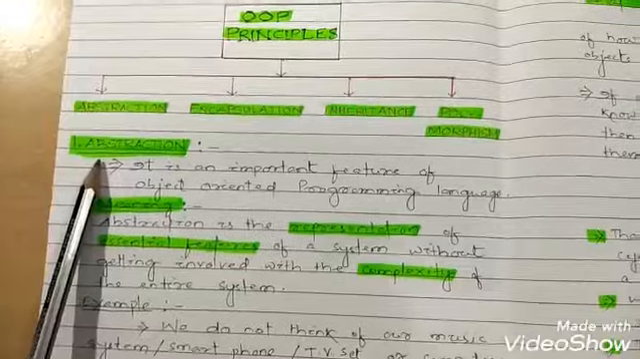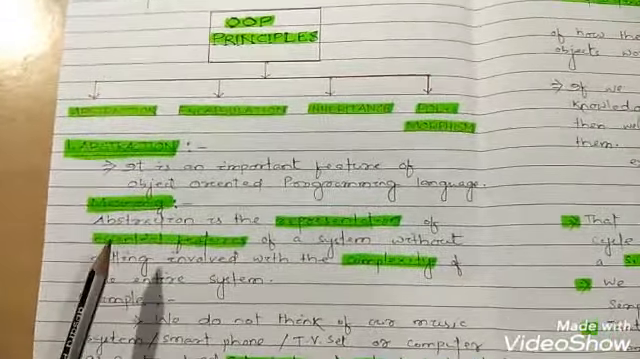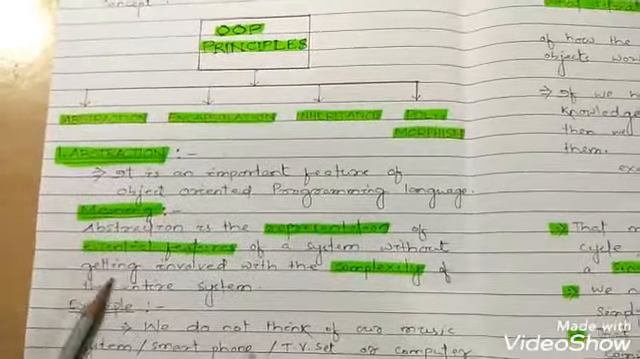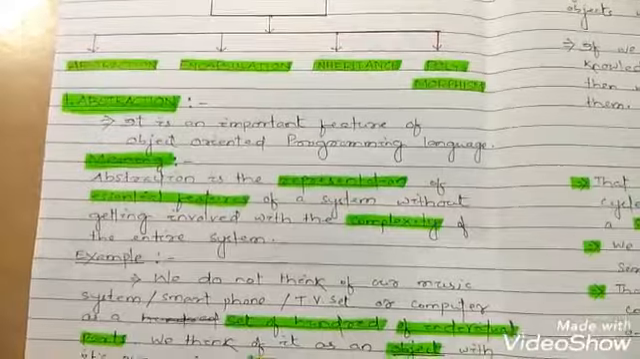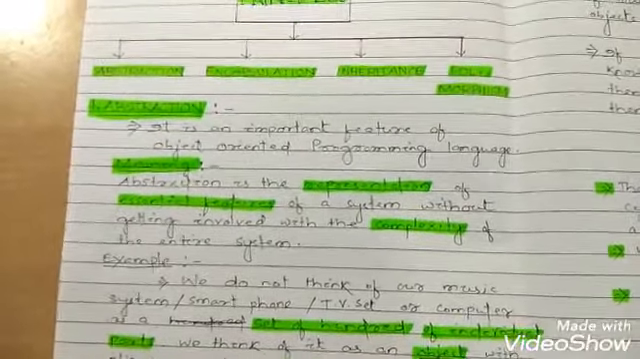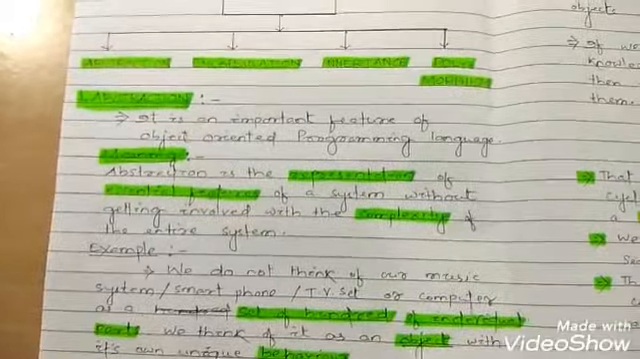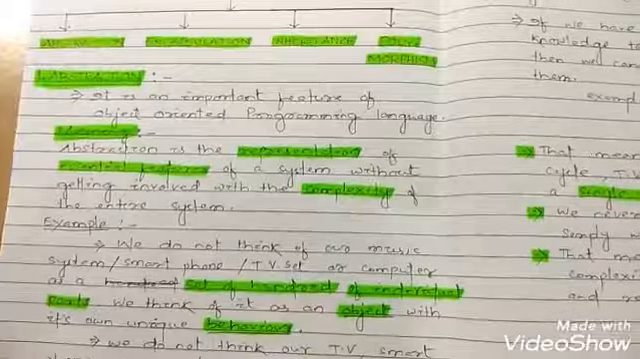It is because of abstraction that we always represent the essential features of a particular object, and we never bother about the complexity of that object, how it works. We don't bother. For example, your computer, how it works we do not know, but you know how to use it, and that's all. Okay.